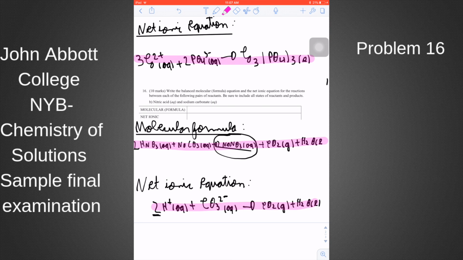And that's number 16 of John Abbott College's Chemistry NYB sample final exam.